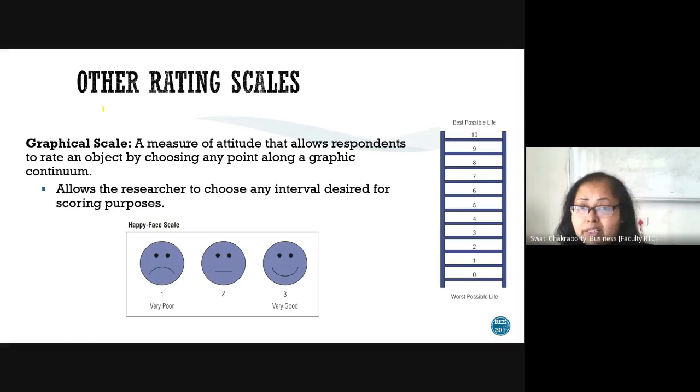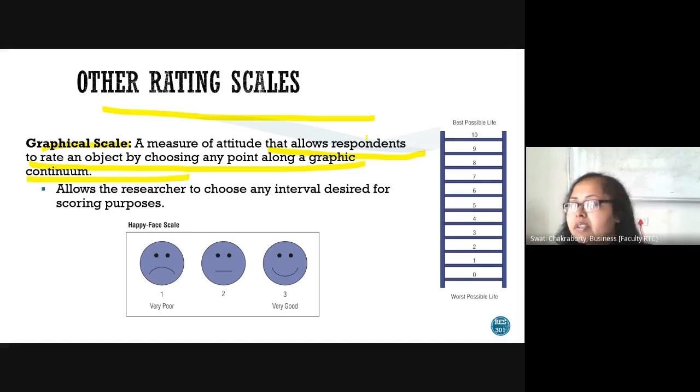There can be other rating scales also, such as the graphical scale, a measure of attitude that allows respondents to rate an object by choosing any point of the graphic continuum, right? It allows the researcher to choose any interval desired for scoring purposes. This is the best, 10, and this is the worst, right?